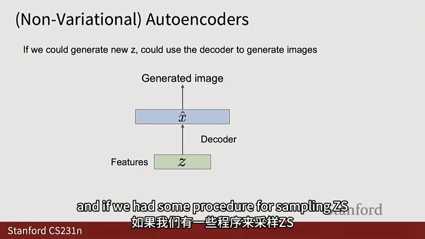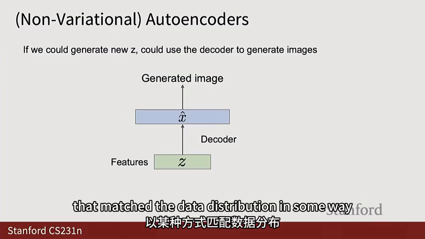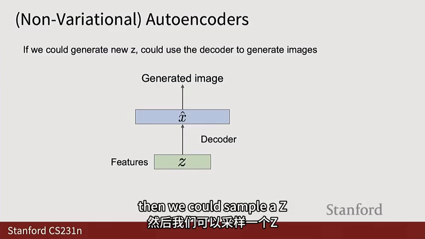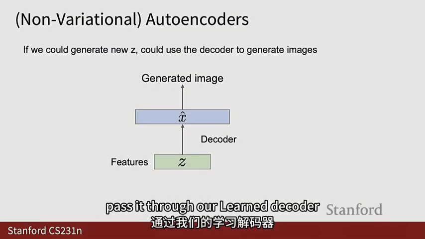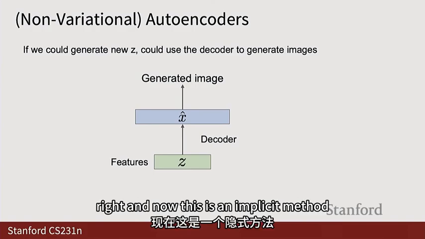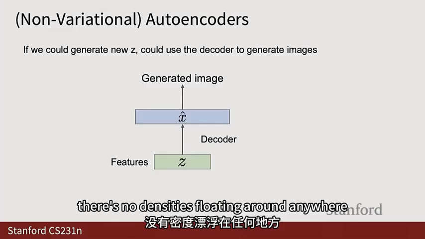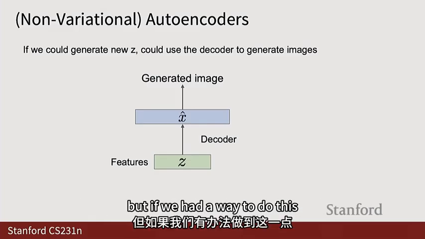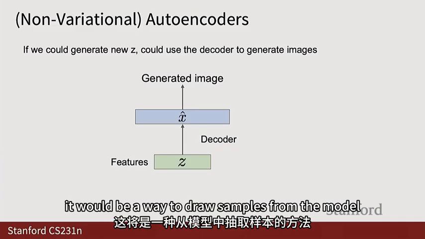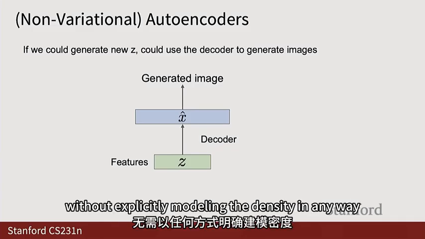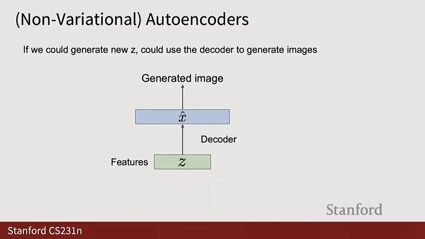And if we had some procedure for sampling Z's that matched the data distribution in some way, then we could sample a Z, pass it through our learned decoder, and now generate a new sample, right? And now this is an implicit method, right? You said that there's no densities floating around anywhere, but if we had a way to do this, it would be a way to draw samples from the model without explicitly modeling the density in any way.